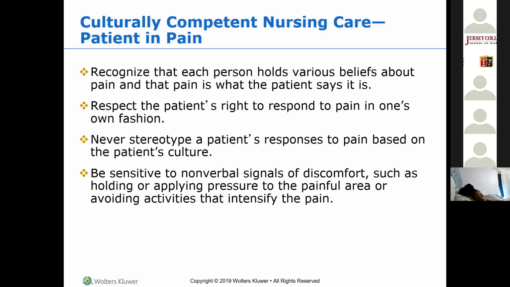Be sensitive to nonverbal signs of discomfort. Pay close attention to your patient's behaviors. Don't make assumptions. Look for subtle changes that might show that they're in pain, or that something else is going on that maybe you don't recognize because it's not part of your culture.